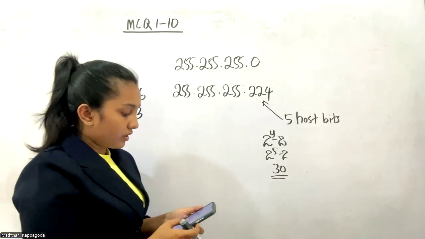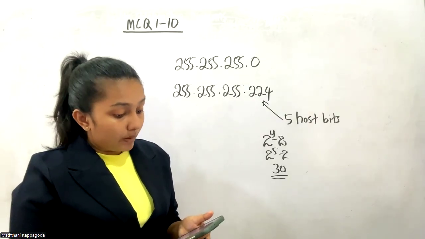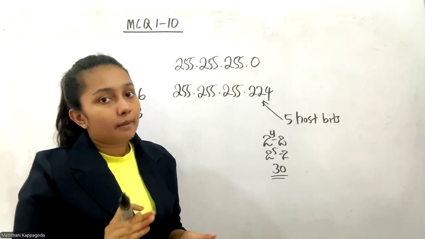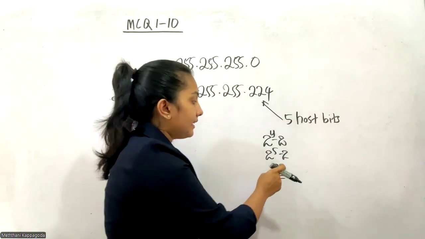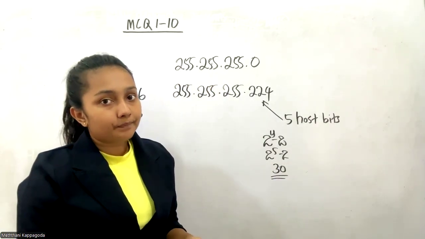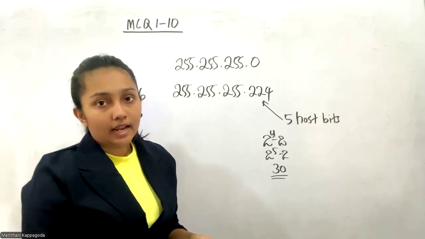So in these statements, they are saying that a class C network can have 6 subnets of 32 hosts. That is incorrect, because there cannot be 32 hosts, only 30 hosts can be there.